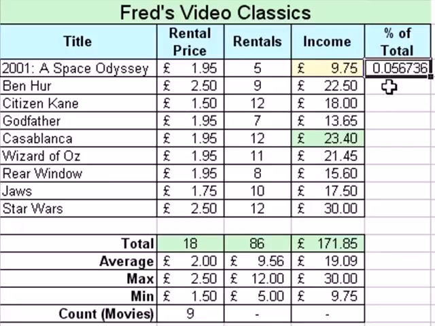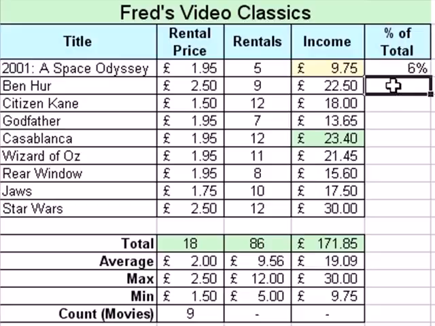We get a decimal value, 0.056736, which isn't very useful, but we can quickly convert that to a useful percentage value by simply clicking the percentage button, or the percentage style as they call it, on the toolbar there, and that gives us the result 6%. And that is all there is to it. I'll just run through that one more time.